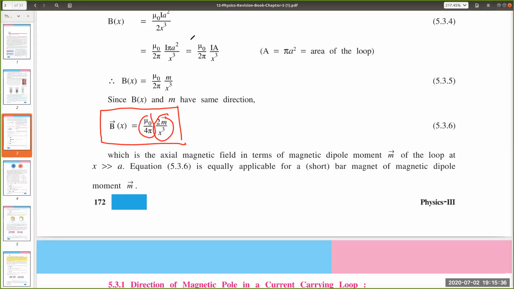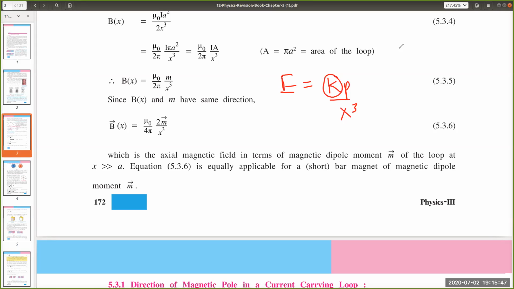Now why is it mu naught by 4 pi? Because the constant in magnetism is mu naught by 4 pi. Electric field was kp by x cube. K means the constant, 1 by 4 pi epsilon naught. This was the constant in electric field. So what should be the constant? You should write only the constant. This is not a constant. The constant in magnetic field is mu naught by 4 pi, right? So he's writing it separately, mu naught by 4 pi and then 2m by x cube, okay?